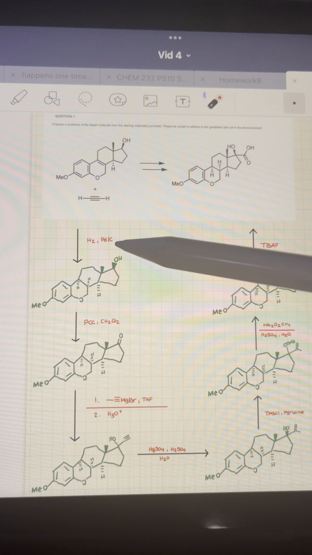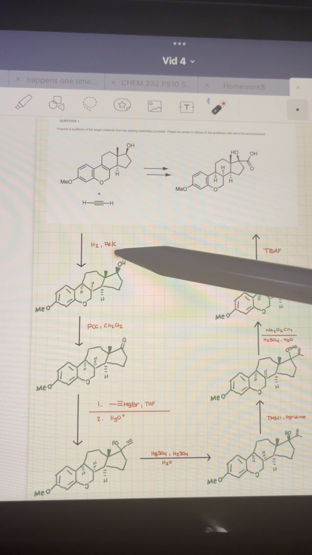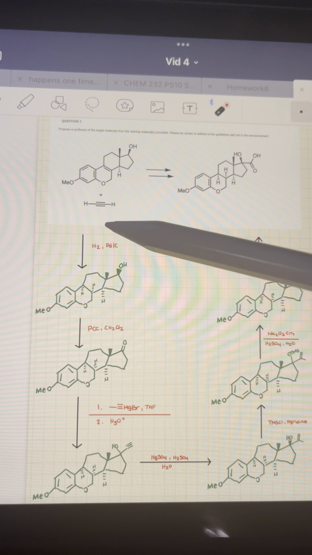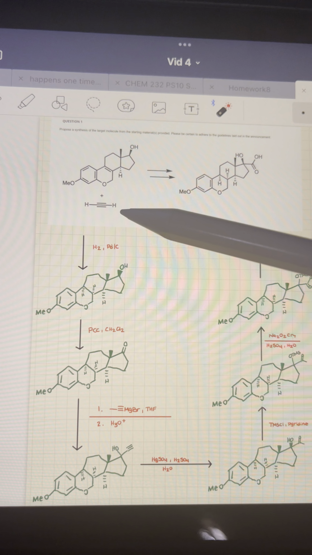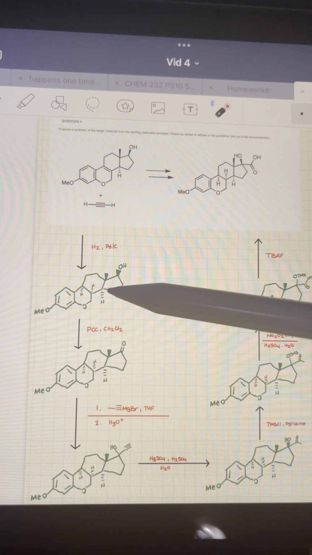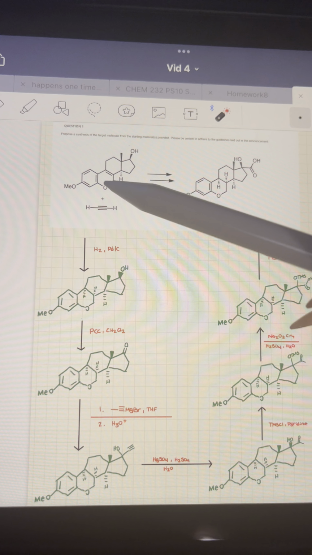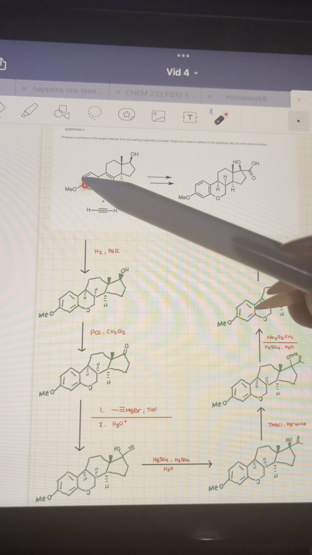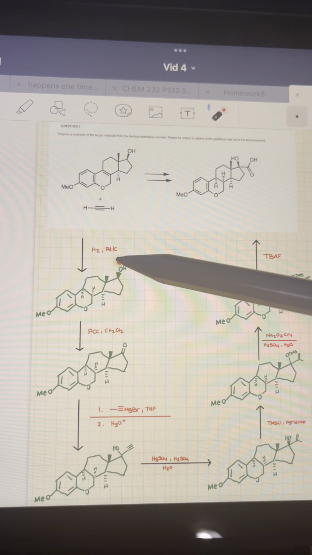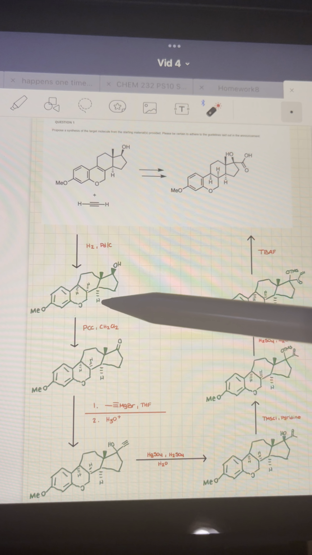So the first step I took was I used H2 and palladium in order to turn the alkene into an alkane. So we broke that carbon-carbon double bond and hydrogenated it. And it doesn't affect anything else because there are no other pi bonds in our structure except for the ones present in the aromatic ring, and H2 and palladium cannot break aromaticity.